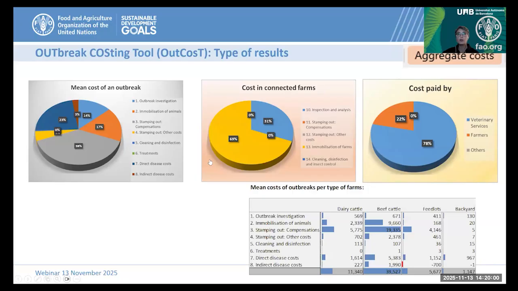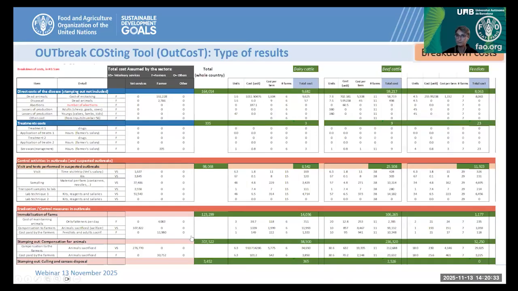In the aggregate cost, you have more information on the mean cost of activities carried out in the outbreak and in connected farms, and we also have information on what sector assumed which proportion of the cost, and which sector covered the cost of specific activities. You can have these details, and also a summary table of the cost by production type is provided. You can see here an example of a table in the bottom right of the screen.